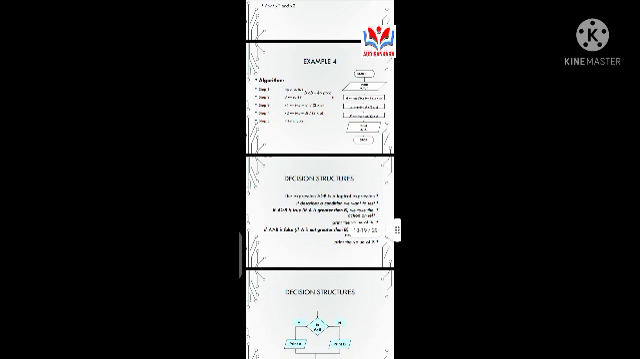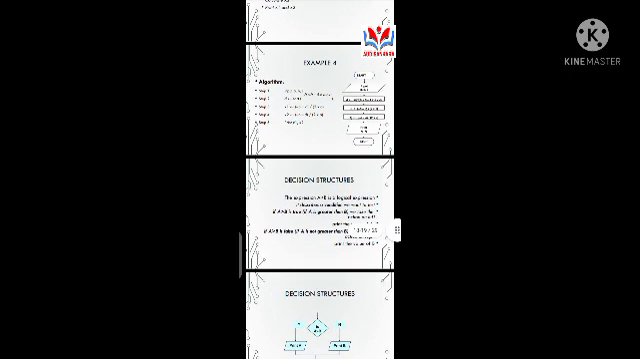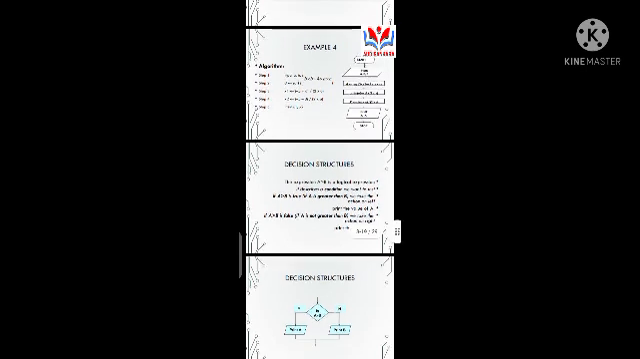Now let us see a flowchart. Start, input a, b, c, d equals the square root of b into b minus 4 into a into c, x1 equals minus b plus d divided by 2 into a, x2 equals minus b minus d divided by 2 into a. Print x1 and x2 and stop.